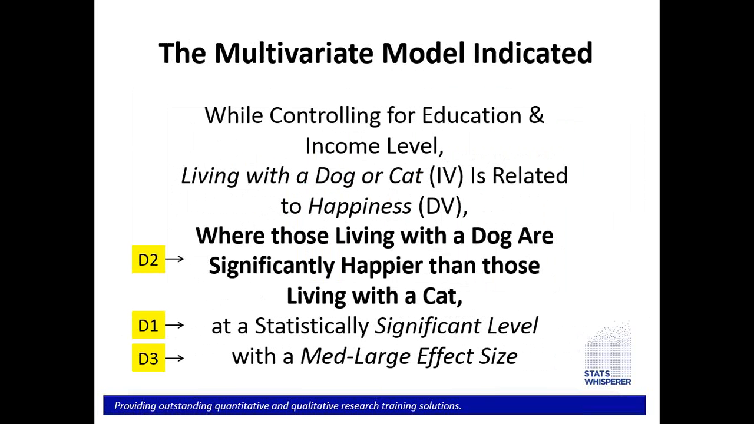All right, so if we sum it all up, we have in our yellow boxes to the left our three relationship dimensions. The multivariate model indicated, while controlling for education and income level, living with a dog or cat is related to happiness, where those living with a dog, so dimension 2, D2, that's our directionality, are significantly happier than those living with a cat. Then dimension 1 at a statistically significant level, right? And then D3, dimension 3, the magnitude, with a medium to large effect size.